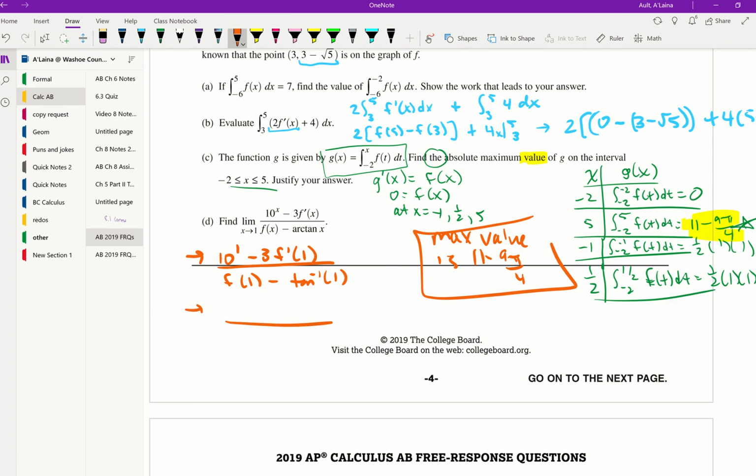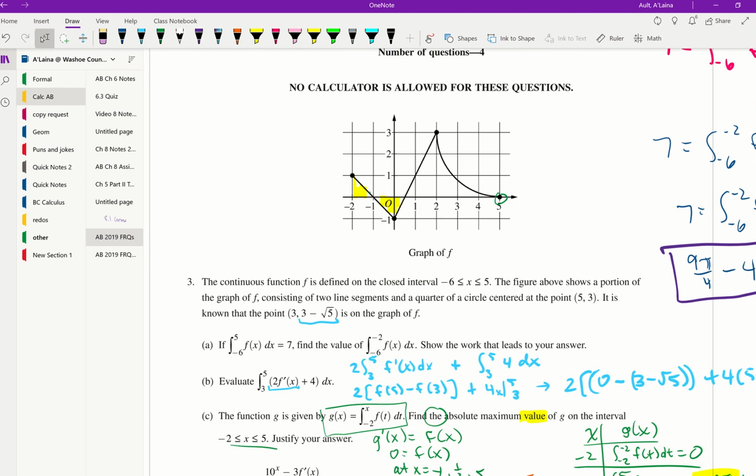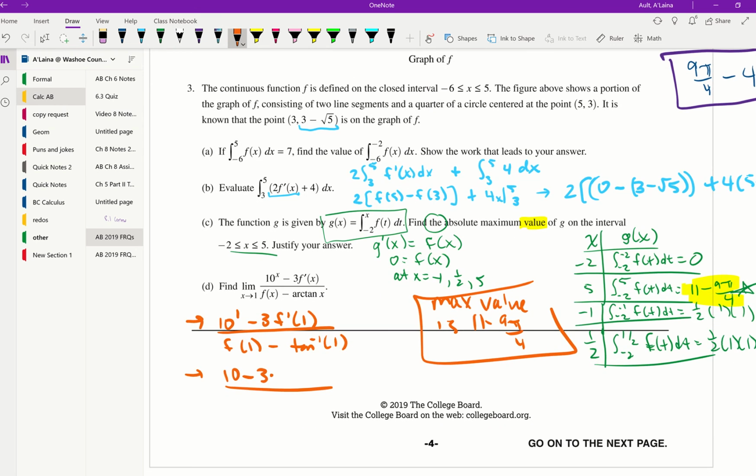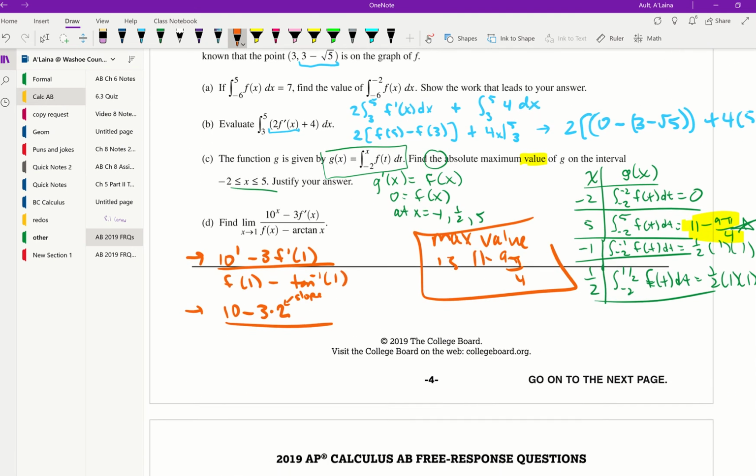This would be, you might notice I don't like to use equals, I'm using arrows. This would be 10 minus 3 times f prime of 1, which is the slope at 1. So if we look at rise over run, this is up 1 and over 1. So that was the slope of f at 1. F of 1 specifically is 1. And the inverse tangent of 1 is saying what's the angle that has a tangent of 1, which is pi over 4. And you could leave it just like that on the AP exam. And that is the end of our solutions for this section.